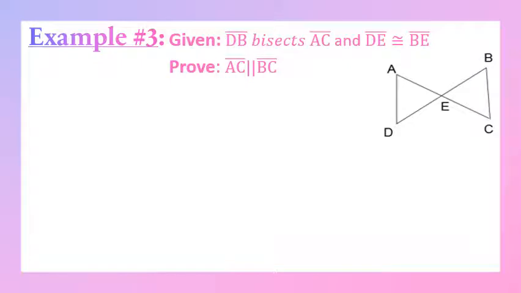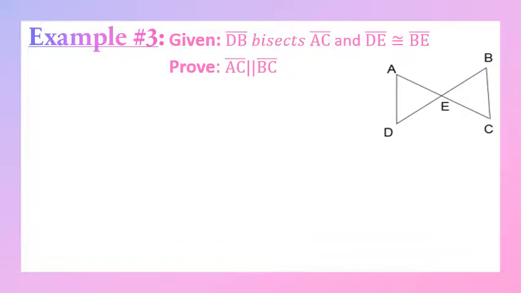All right, so example 3. You're given that DB is a bisector, and it bisects segment AC, and DE is parallel to BE. So I really want you to hit pause and rejoin me after you work on this proof. Even if you only get to the triangle congruence, we will do the last 2 steps together. So hit pause and get to work.